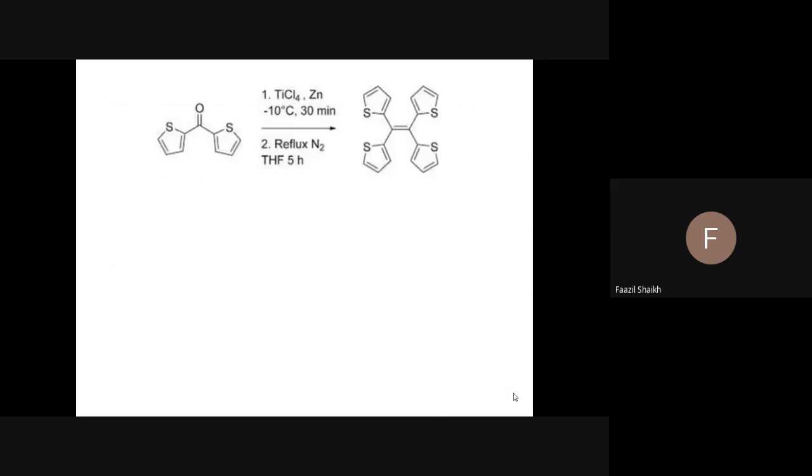Now you go for the next example. Again you see a ketone. What is the name of this heterocyclic compound? It is thiophene. So it is a ketone again. When such compounds combine at very low temperature, here you can see the product.